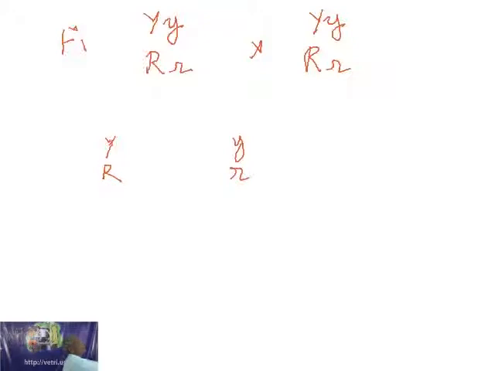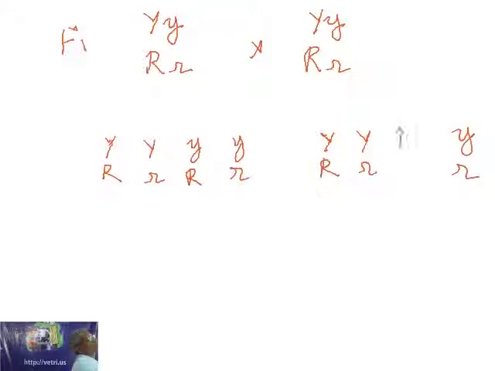See how I am writing? This I write like this: capital R this side and small r this side. Okay, then capital Y, small r, small y, and capital R. These are the 4 type of pollen grains produced. Similarly, this female plant will be producing 4 type of eggs. What are they? Capital Y, capital R, small y, small r, capital Y, small r, small y, and capital R. So these are the 4 type of eggs produced.